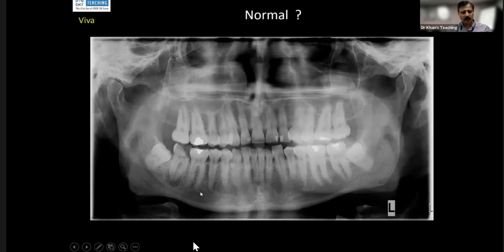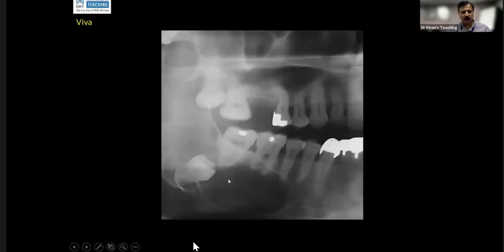So if you see here, this lucency is what we were talking about, the lamina dura, and that is gone here. So this is another radicular cyst. Can you describe this for us?